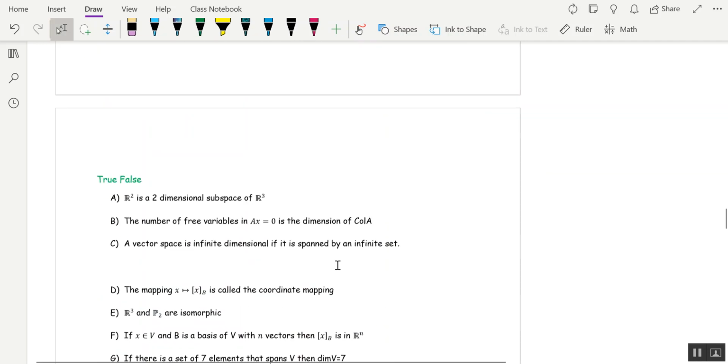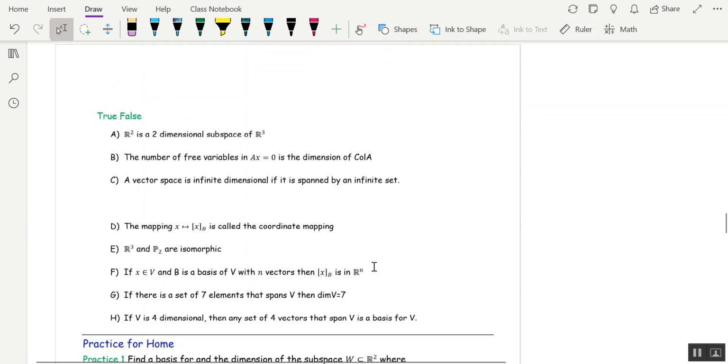All right, let's finish up with some true false. You might want to pause it, see if you can do these, and then pop back. All right, here we go. R2 is a 2-dimensional subspace of R3. We've seen this before. This is totally false. R2 is not even a subset of R3. You have to be a subset before you could possibly be a subspace, and it fails on that account.